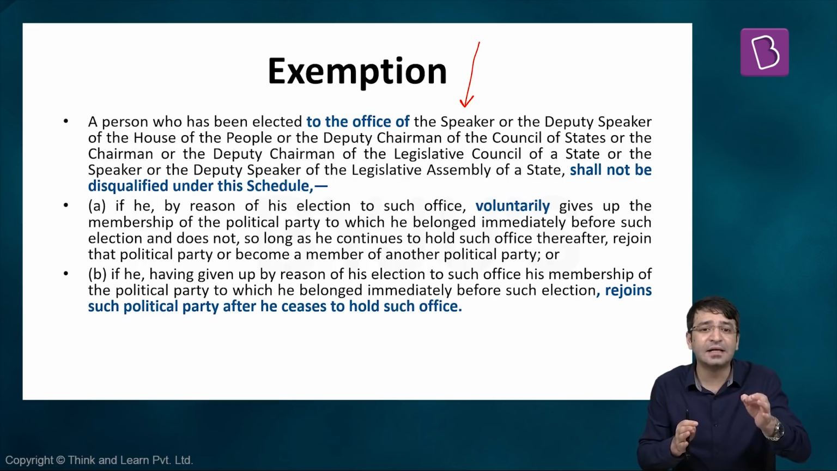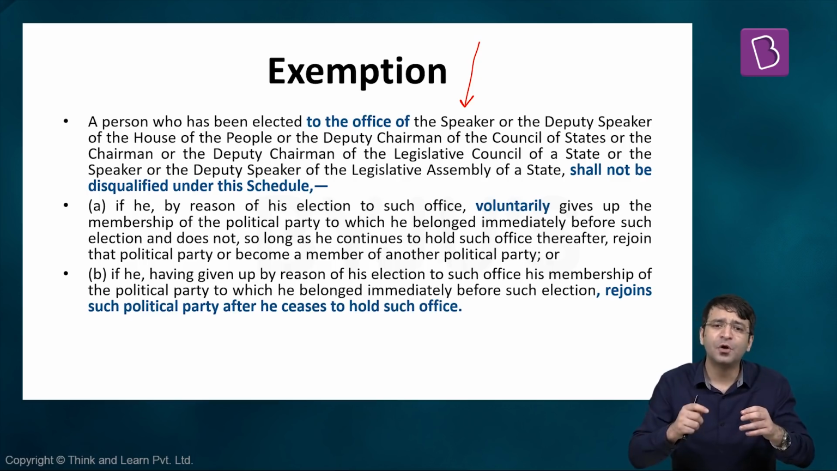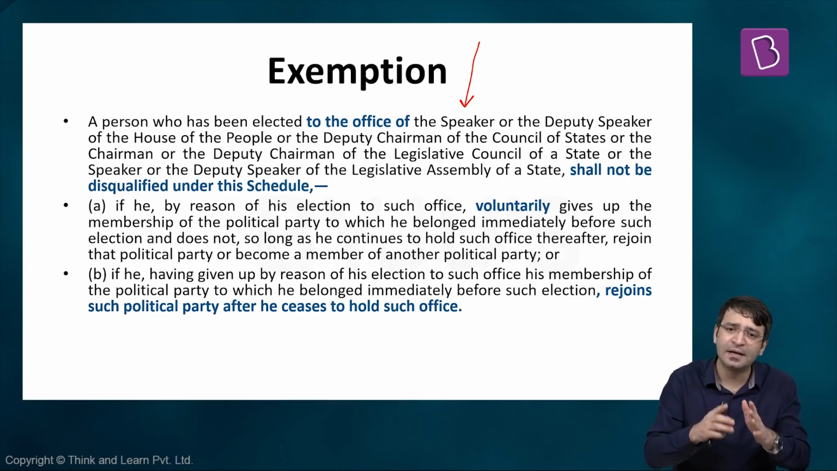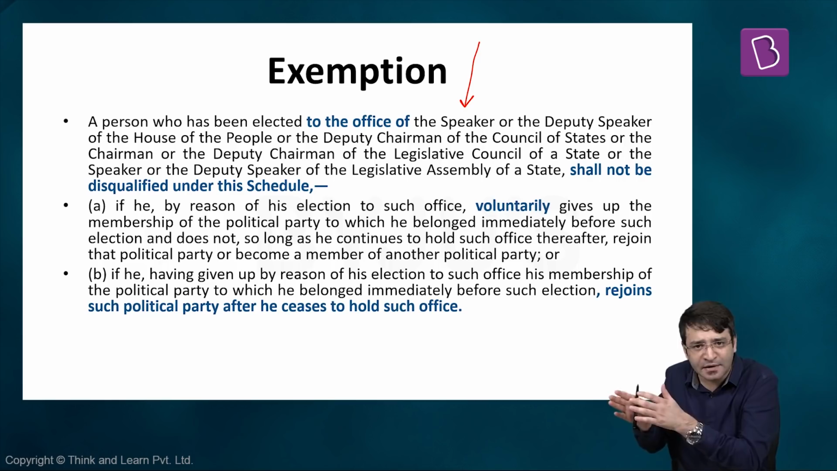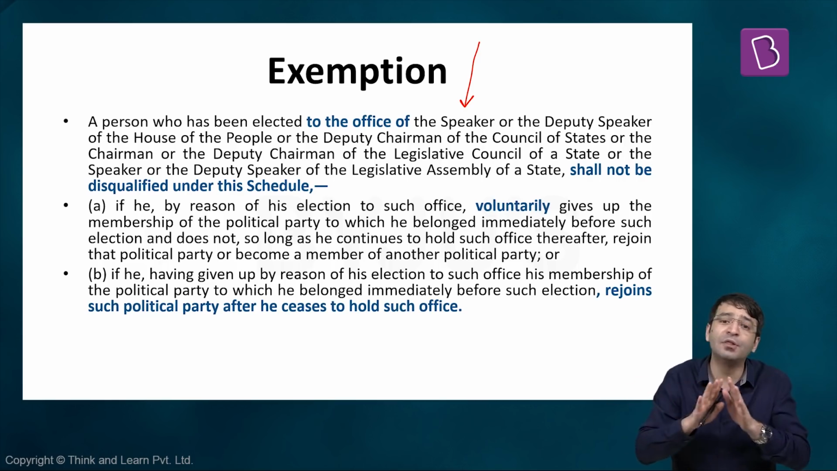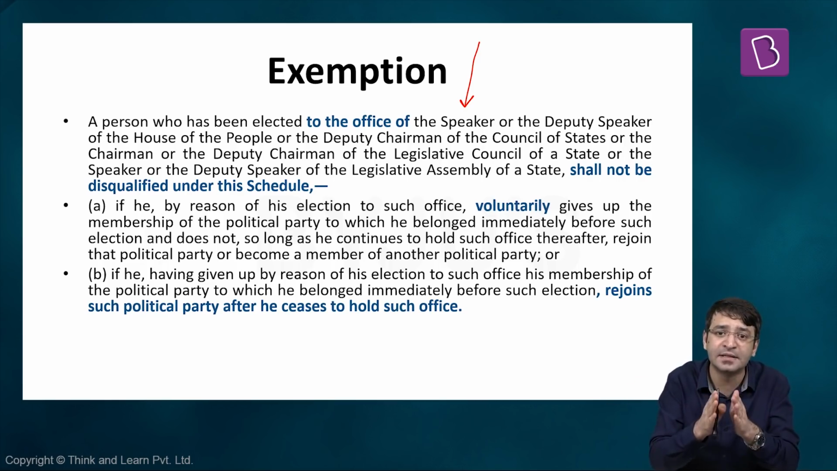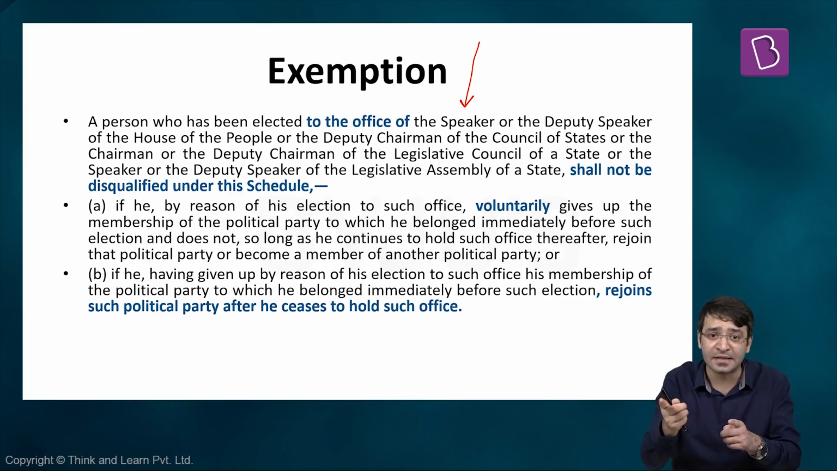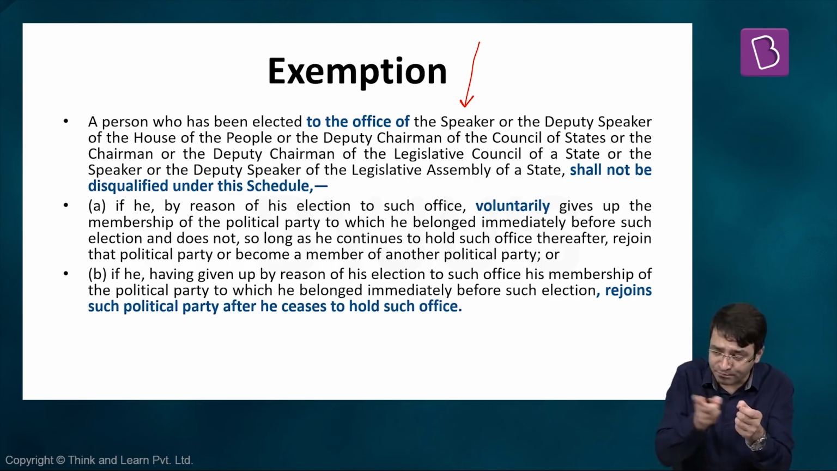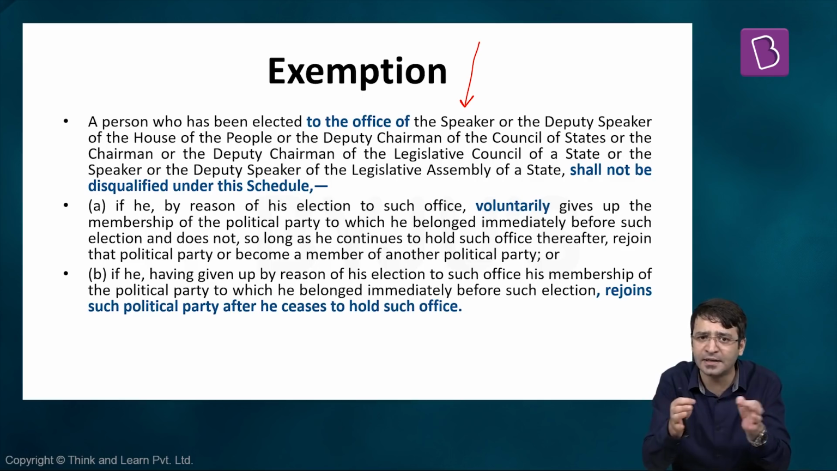Because you have been elected as the Speaker of Lok Sabha, you want to appear impartial. That is why after my election as the Speaker of the Lok Sabha, I decide to voluntarily resign from my party. I will not be disqualified under anti-defection law, because otherwise a member of a house belonging to a political party, if he voluntarily gives up the membership of his political party, will be disqualified under anti-defection law. But there is an exception.